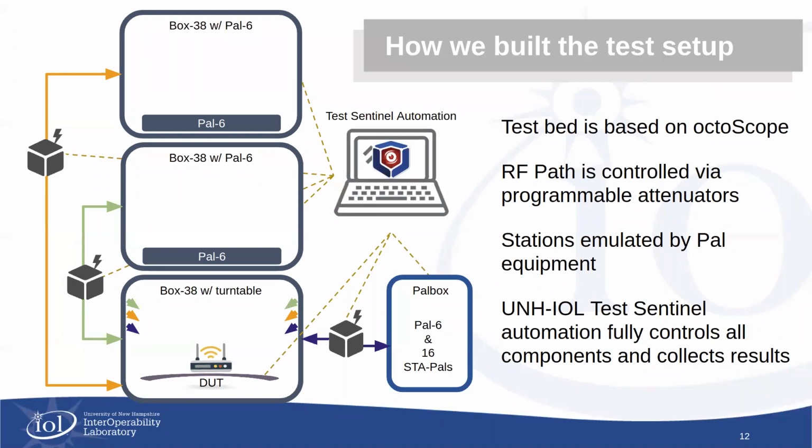And last but not least, we're controlling all of that test environment through our test automation software, Test Sentinel. This ensures that the testing is repeatable, that the same steps are taken every single time, and the same measurements are taken every single time. It also allows us to store all of the results directly into our test database. We use that as part of our reporting process.